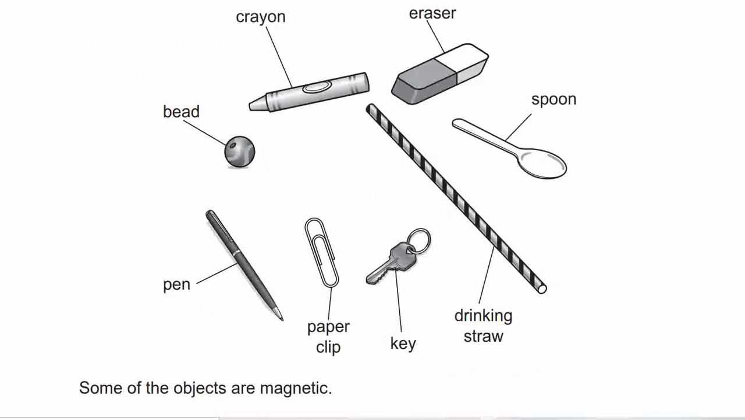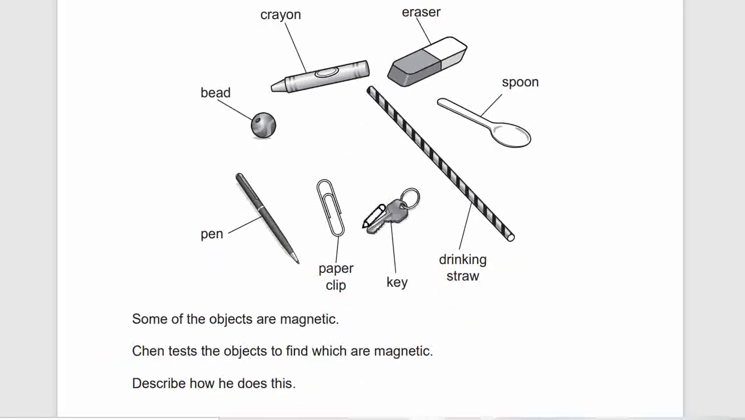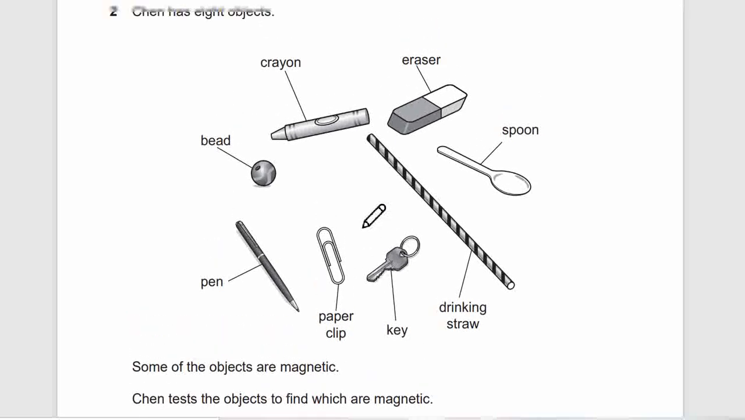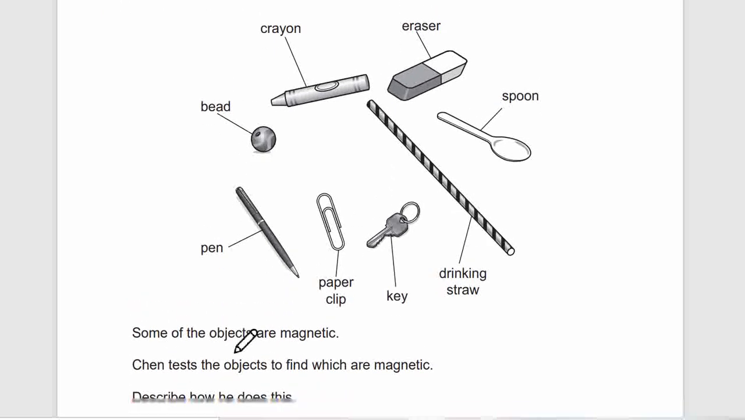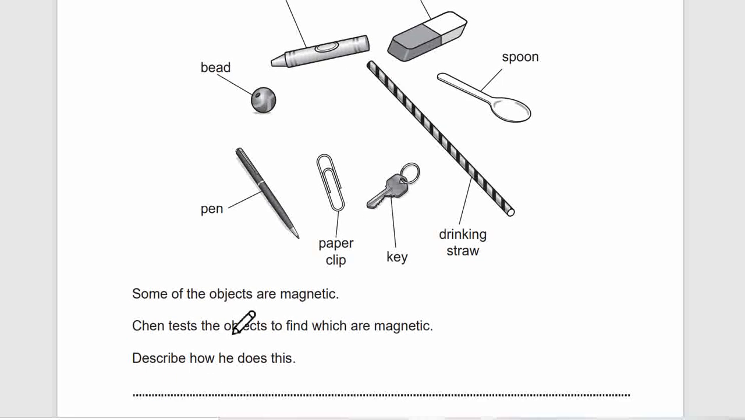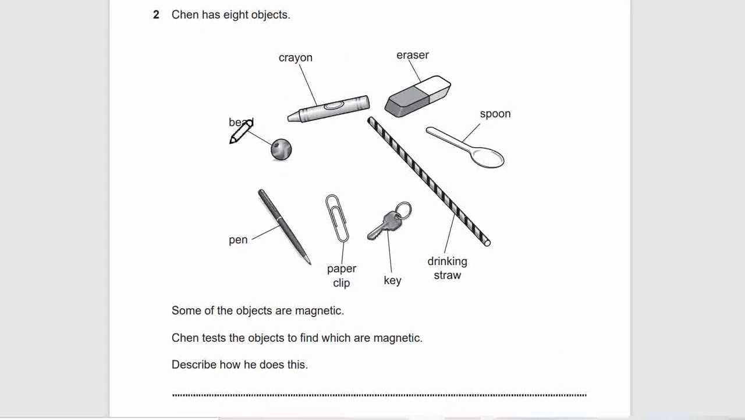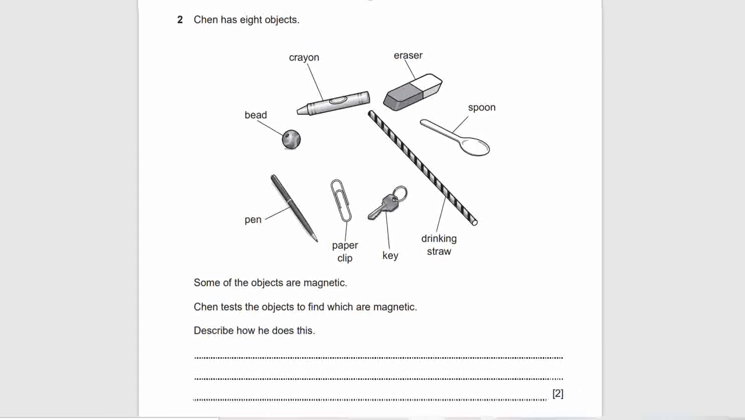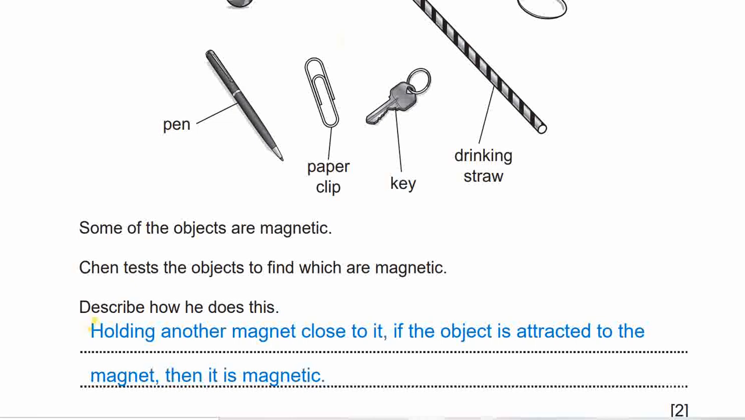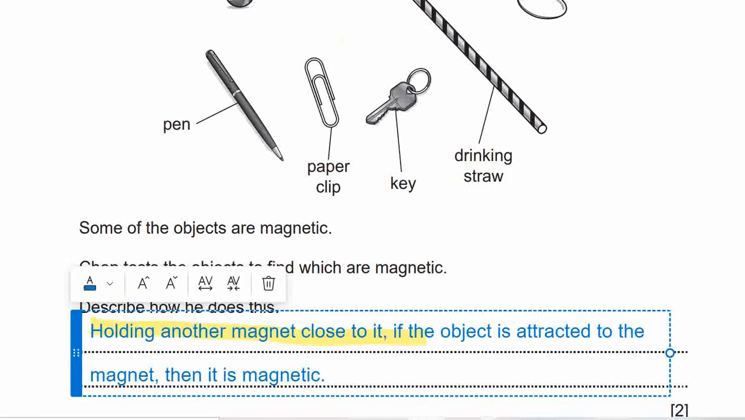This is the picture. Some objects are magnetic. Chen tests the objects to find which are magnetic. Describe how he does this. Magnetic material or magnetic object. So we have 2 marks. We have to provide an answer that hits 2 important points. Well, we can do this by holding another magnet close to each of the objects, and if the object is attracted to the magnet, then it is magnetic.